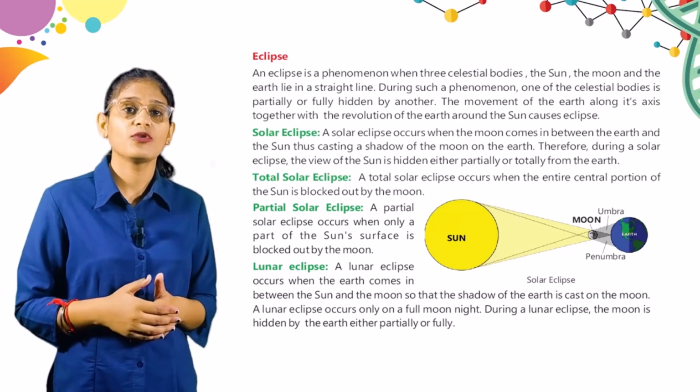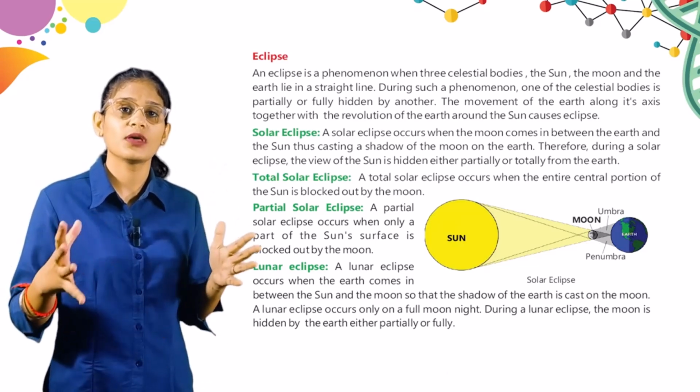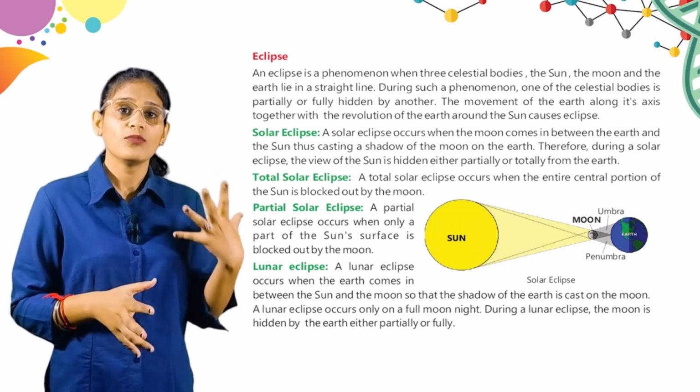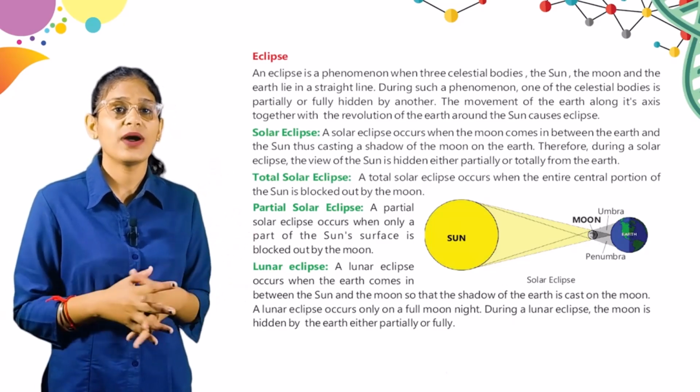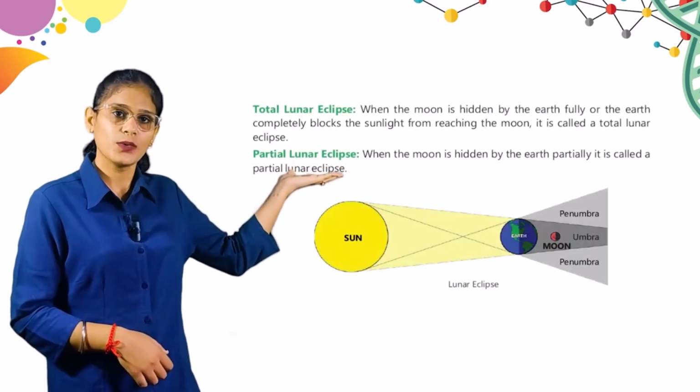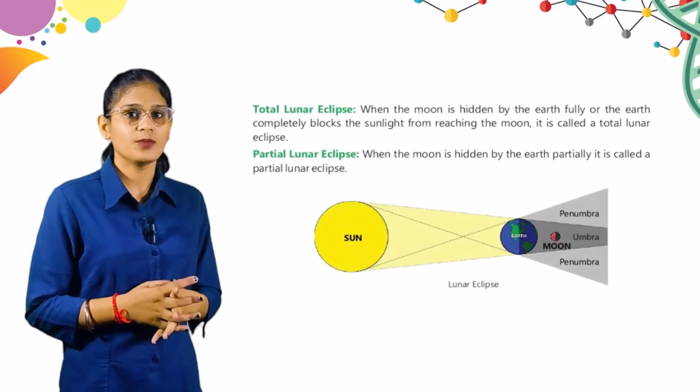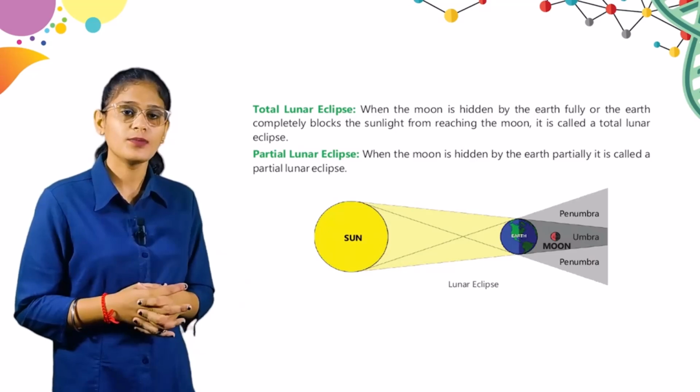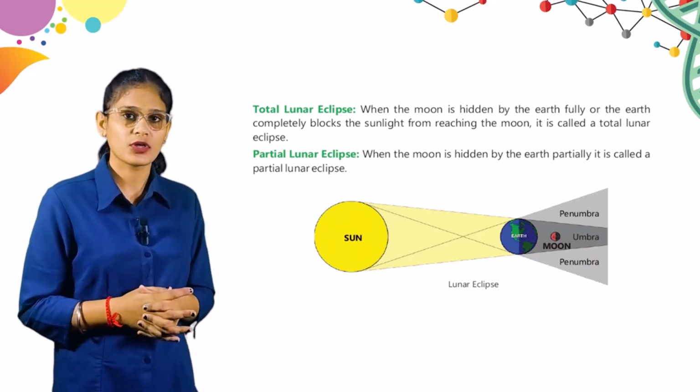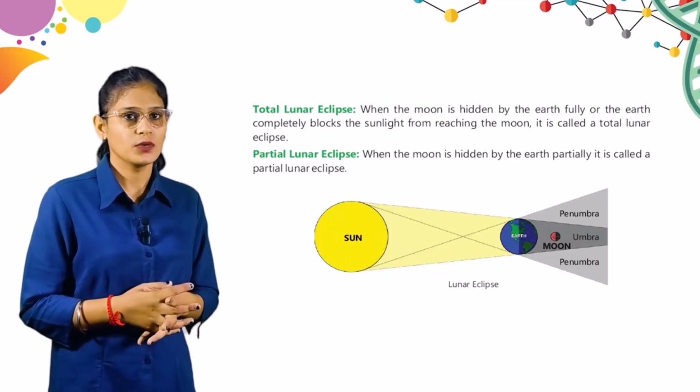सो स्टूडेंट लूनर एक्लिप्स कब होता है? जब आपकी अर्थ जो है सन और मून के बीच में आ जाती है. ठीक है, या तो वो मून को कंप्लीटली हाइड करेगी या फिर पार्शियल. हियर टोटल लूनर एक्लिप्स व्हेन द मून इज हिडन बाय द अर्थ fully or the earth completely blocks the sunlight from reaching the moon, it is called a total lunar eclipse.